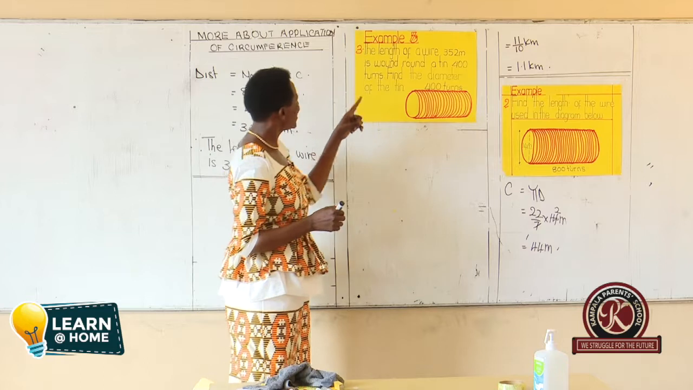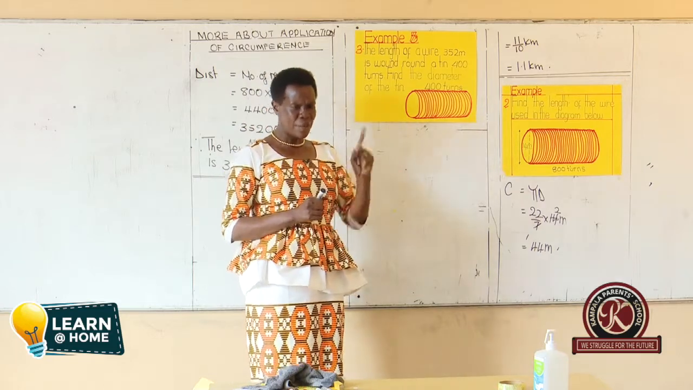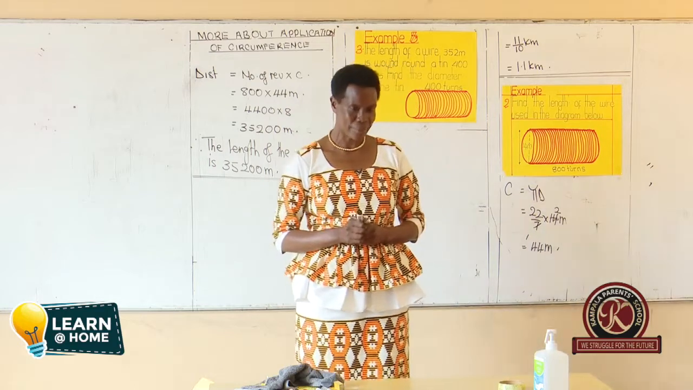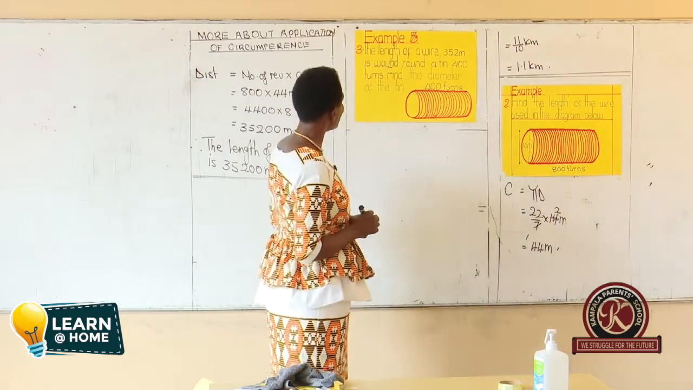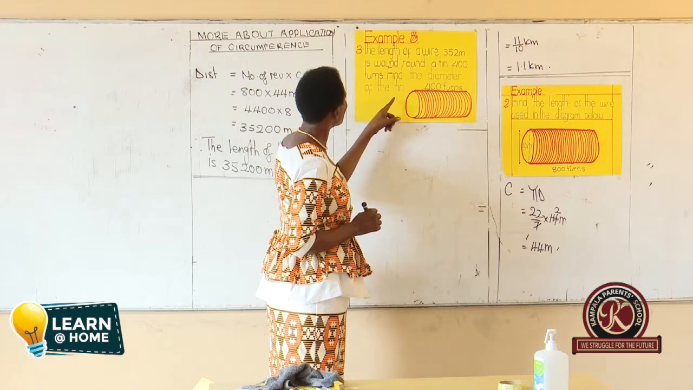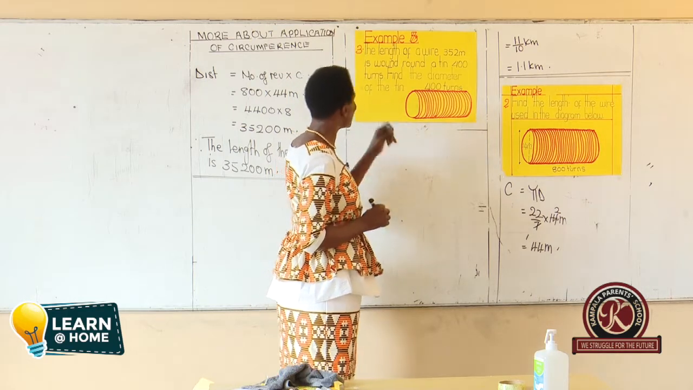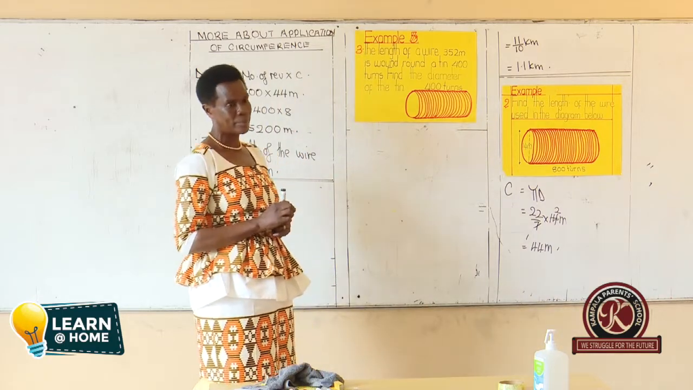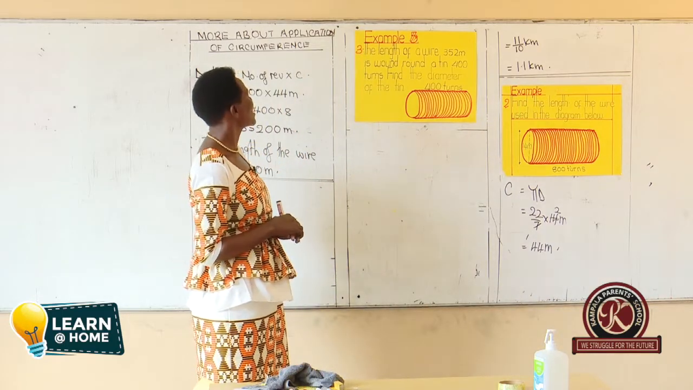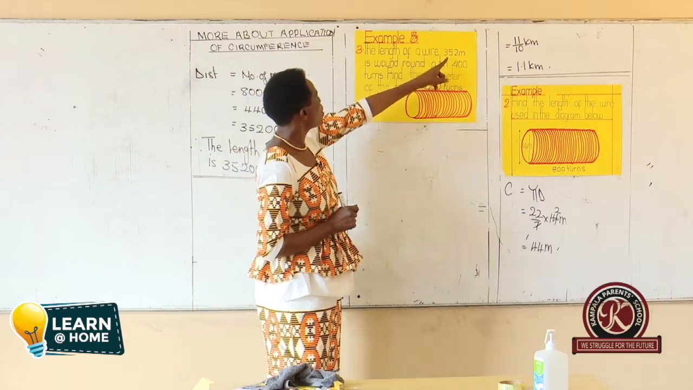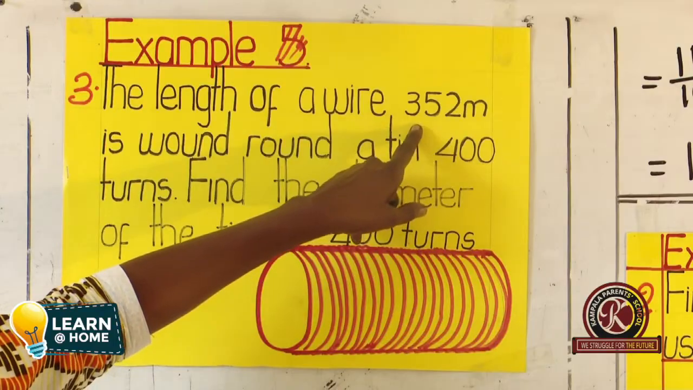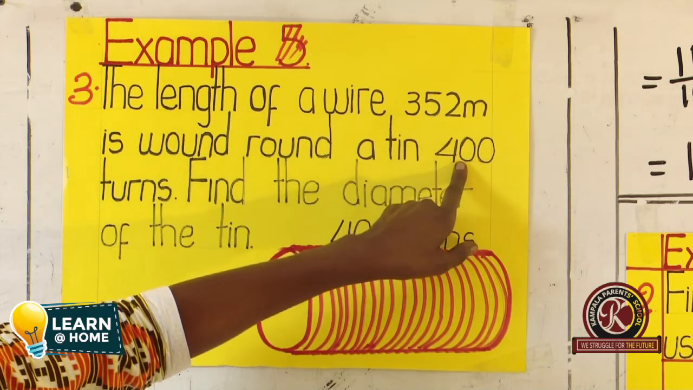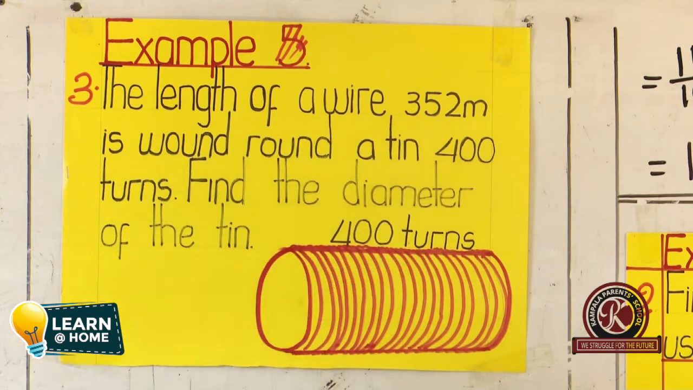For us to get the diameter of the tin, we should get the circumference. Are you getting it? For us to get the diameter, we have to get the circumference. How are we going to get the circumference? Because what they have given us, we have the distance, which is the length of the wire. We have the number of revolutions. Now, how are we going to get the circumference?